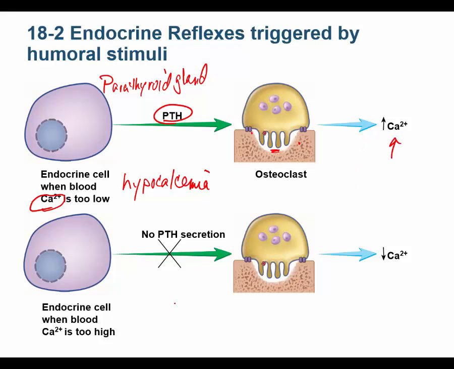Okay? What if blood calcium is too high? This is my thyroid gland. Oh, this is not. Well, it could be, and I could talk about calcitonin. This is still my parathyroid gland.